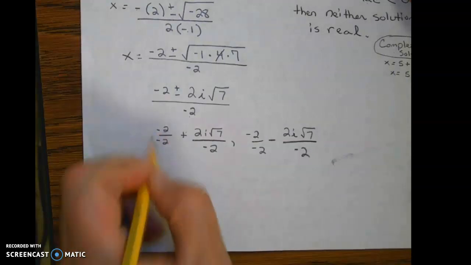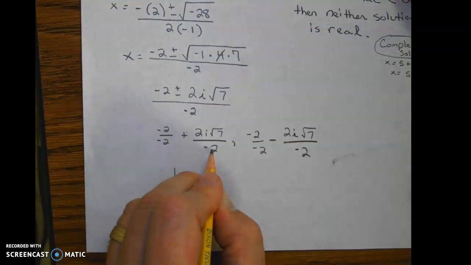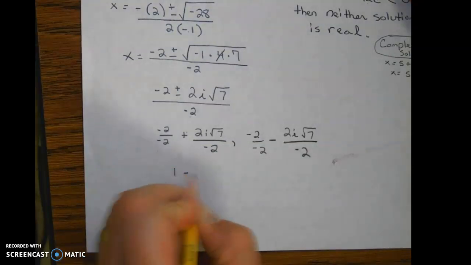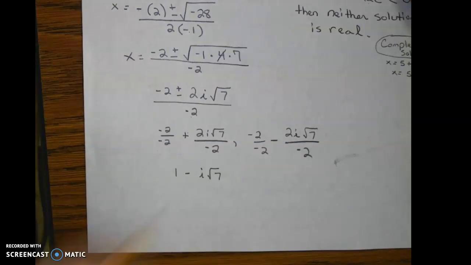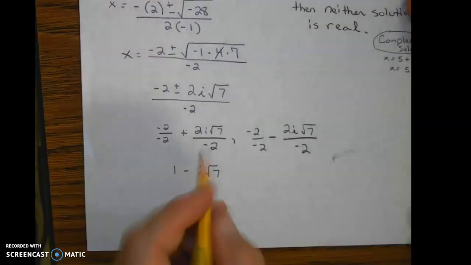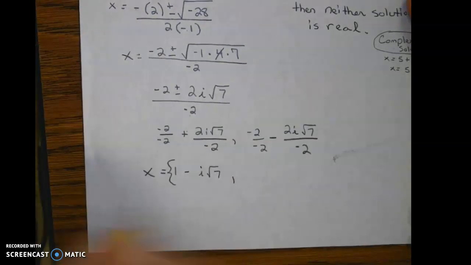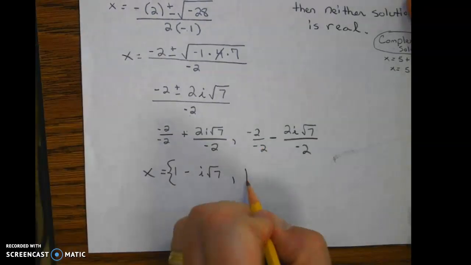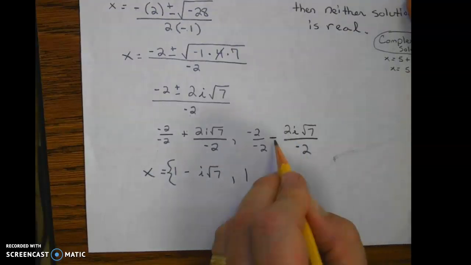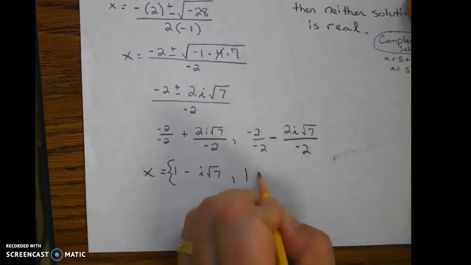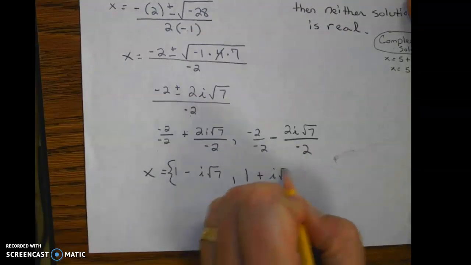Alright, so simplifying, we get 1. 2 divided by -2 is -1, so we're going to do minus i radical 7. Second answer, again, we get a 1. 2 divided by negative 2 is negative 1. So when you subtract a negative, that becomes positive i radical 7.